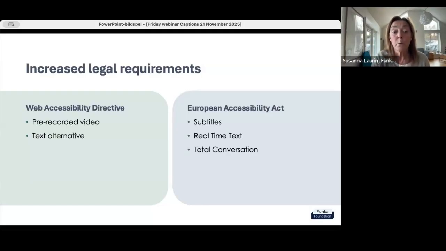And there's also requirements for real-time text and total conversation, which goes far beyond captions and is even more useful for many users, of course, in the electronic communications sector and also in emergency communication. So everything that has to do with captions and subtitles, the legal requirements are really increasing quite a lot with the European Accessibility Act. So that's good news.